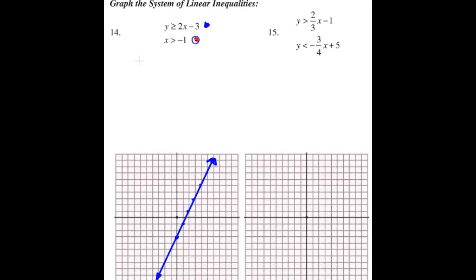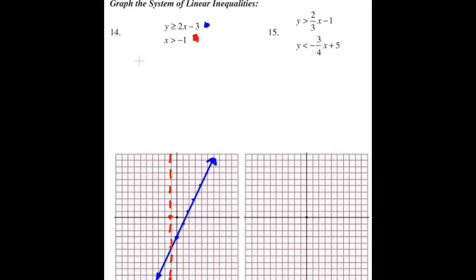Now let's graph this one. We got x, so only the x-axis. We're going to go to negative 1 here. Let's see, that's positive 1. Negative 1's right here. So we have a vertical line, which is going to be a dashed line because there's no line underneath, just greater than. So here we go.